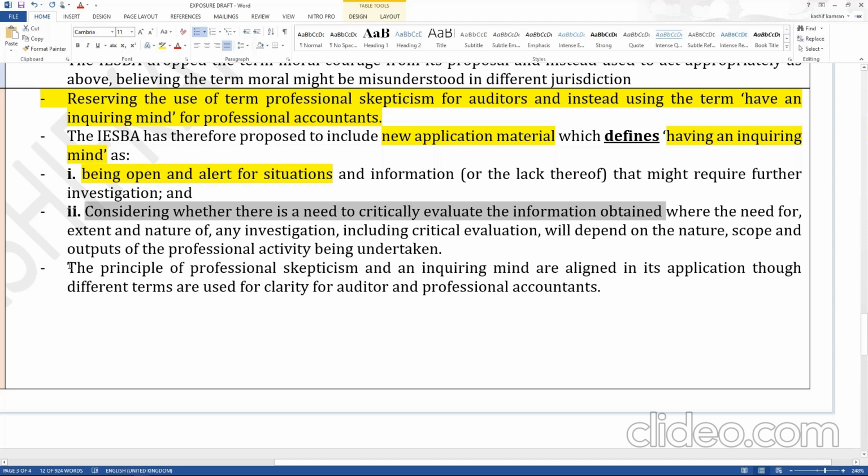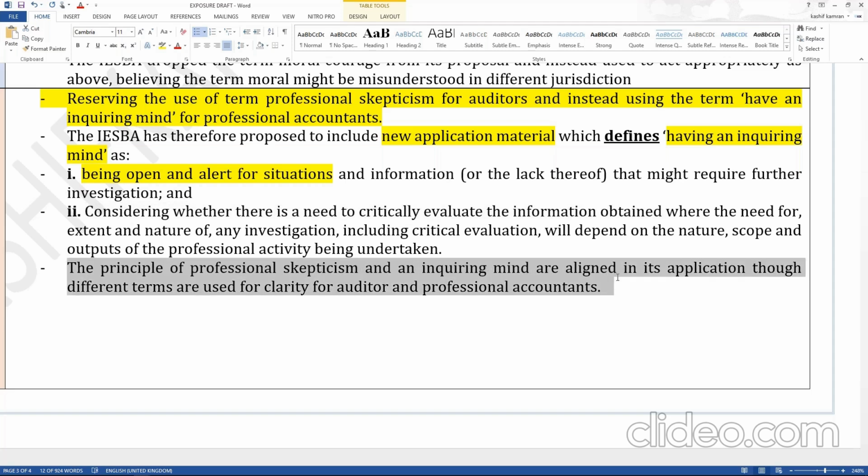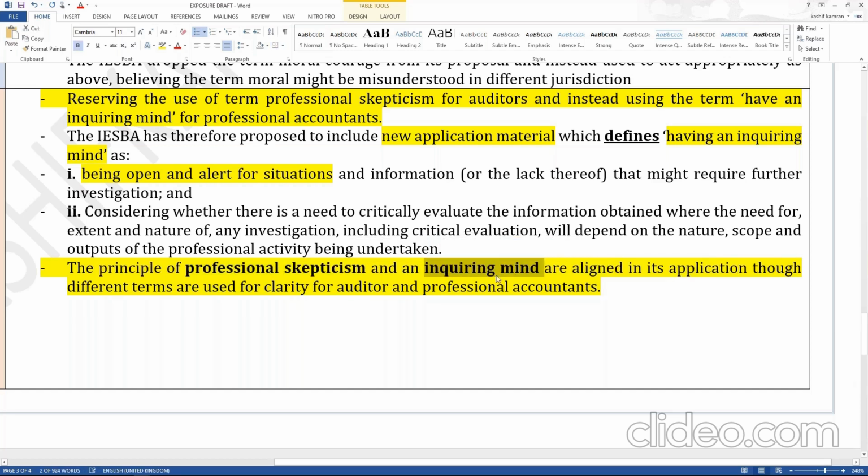The last line says the principle of professional skepticism and inquiring mind are aligned in their application through different terms. Those different terms are used for clarity for the auditor and the professional accountant. The principle of professional skepticism, which we use for the auditor, and the principle of inquiring mind, which we are using for the professional accountant, have been aligned. That's important, in its application, though different terms are used.